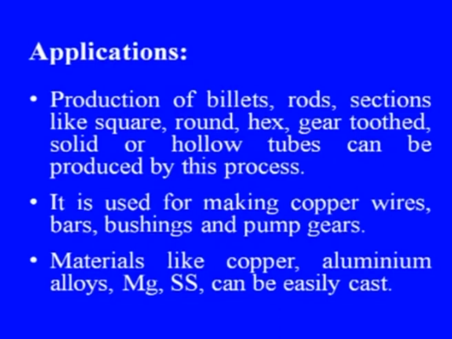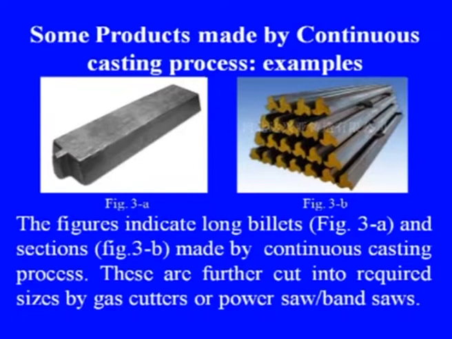The process can also be used for making copper wires, bars, bushings and pump gears. Materials like copper, aluminum alloys, magnesium, stainless steel can also be easily cast using this continuous casting process. Some of the products made by continuous casting process are like this. These are further cut into required shapes or size by gas cutters or power saws or band saws.